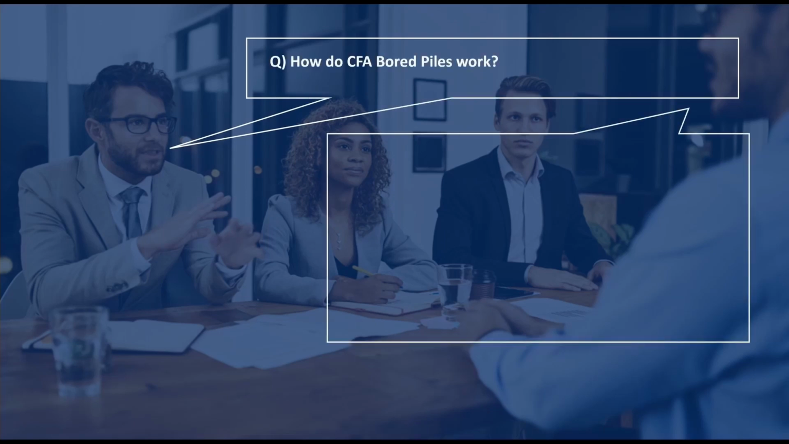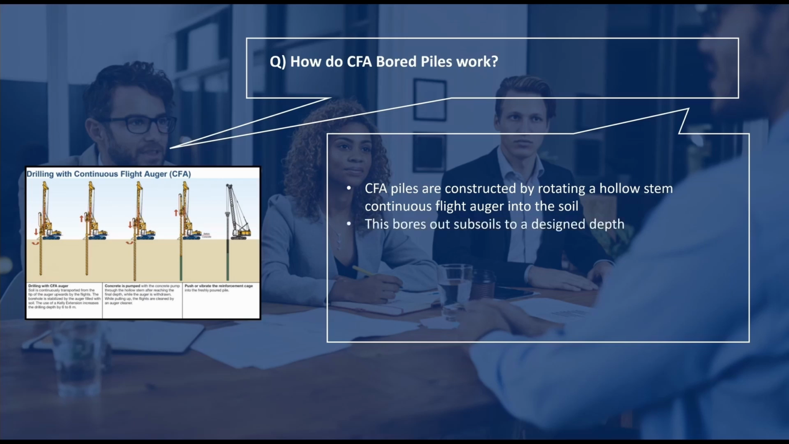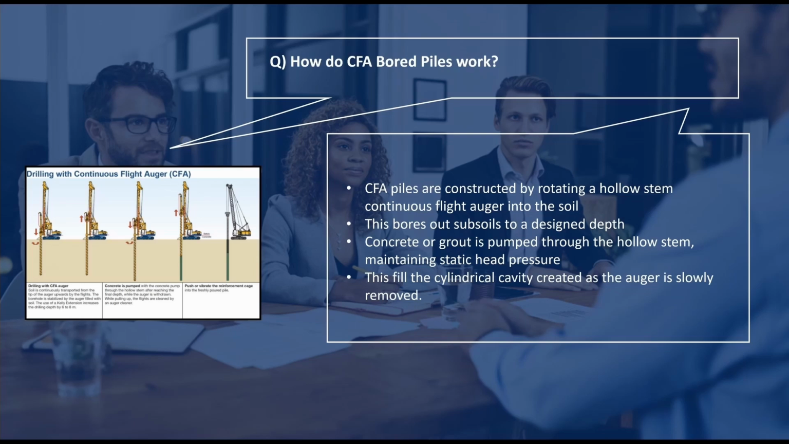And to address this, we can say that CFA piles are constructed by rotating a hollow stem continuous flight auger into the soil. This bores out subsoils to a designed depth, and concrete or grout is pumped through the hollow stem, maintaining static head pressure. This then fills the cylindrical cavity as the auger is slowly removed.